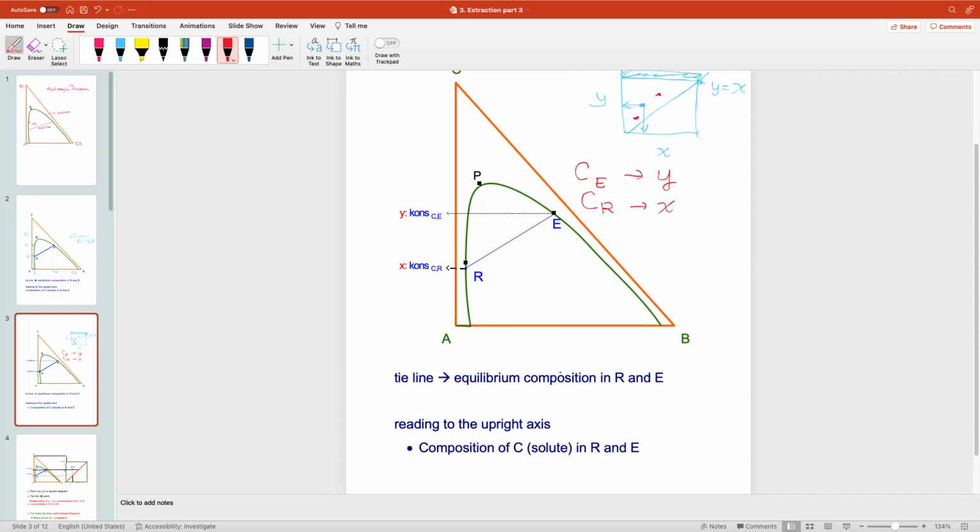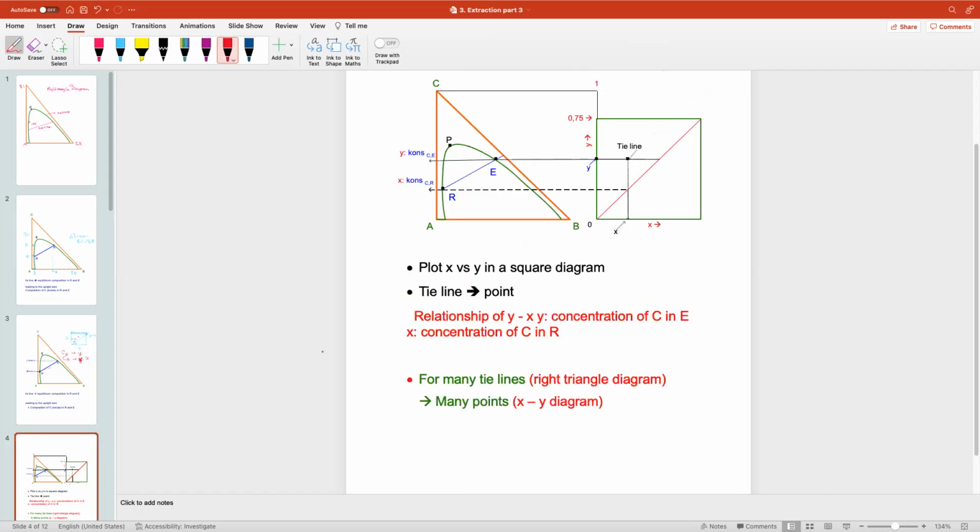Because the tie line is the equilibrium composition in R and E, we read that one there, and the composition of C, the solute, in the raffinate and extract, we can call it X and Y. So this tells you the Y and also the X. Sorry, this one is also the Y. Yeah, this is the composition of the extract and also the raffinate. Okay, for the drawing, how do we construct them? It looks like this.